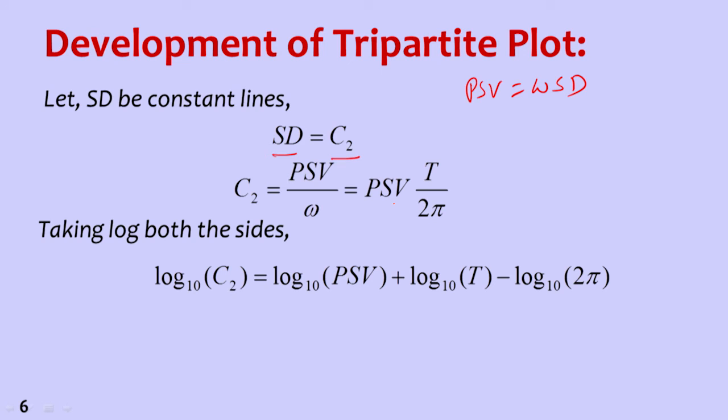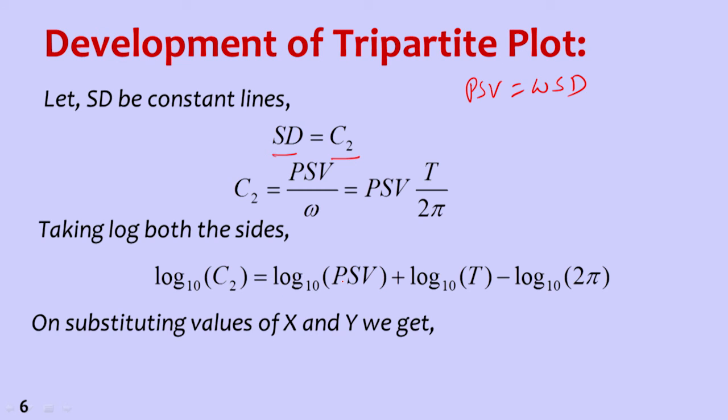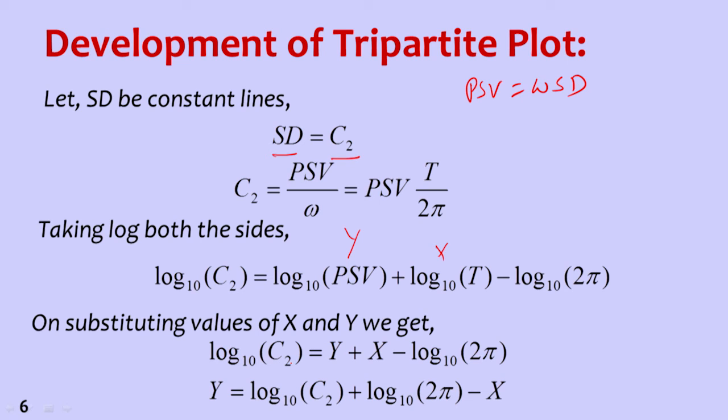Again, if we take log on both sides, log to the base 10 of C2 is equal to log 10 of PSV plus log 10 of natural period T minus log 10 of 2 pi. Again, if we substitute x and y values, x is this one and y is this one. So we get log to the base 10 of C2 is equal to y plus x minus log to the base 10 of 2 pi. So again, if we write in the form of y is equal to mx plus c, y is equal to minus x plus this entire thing which is constant.